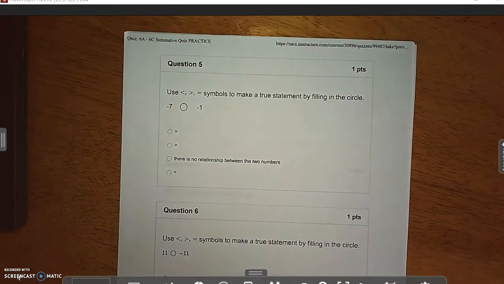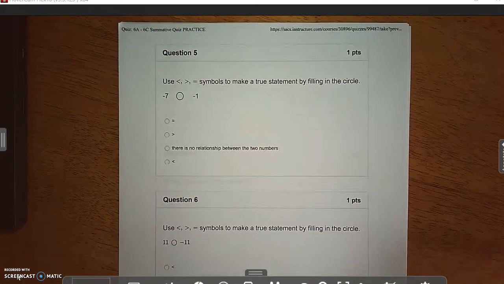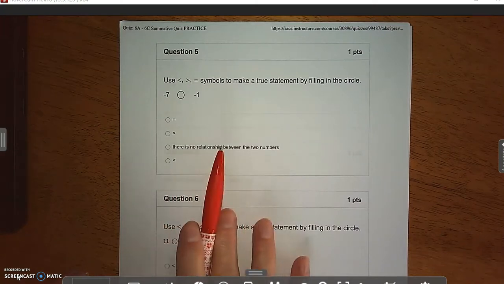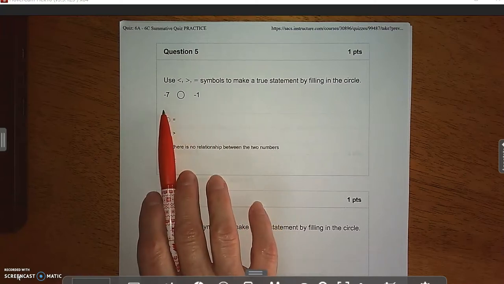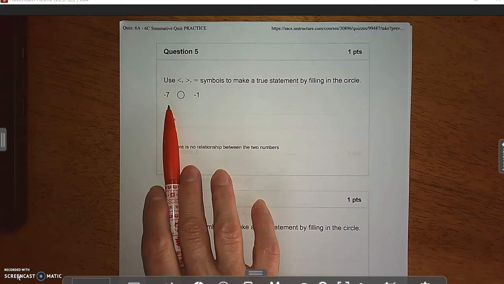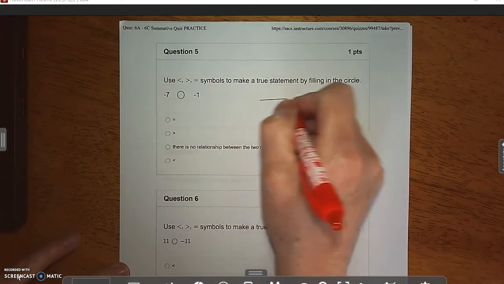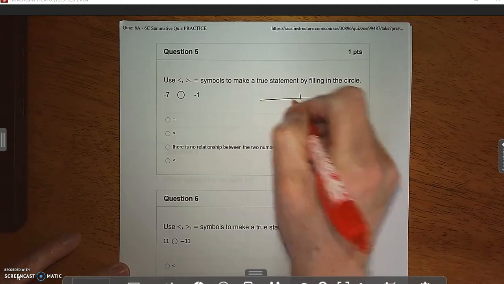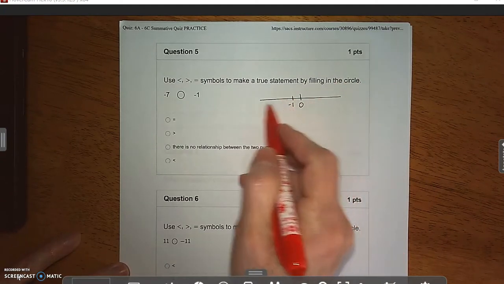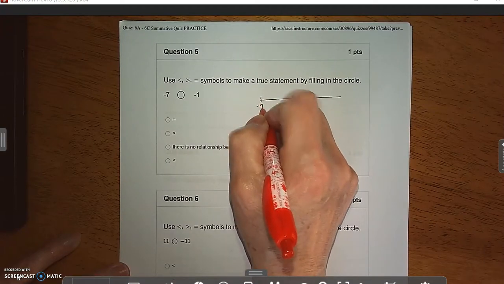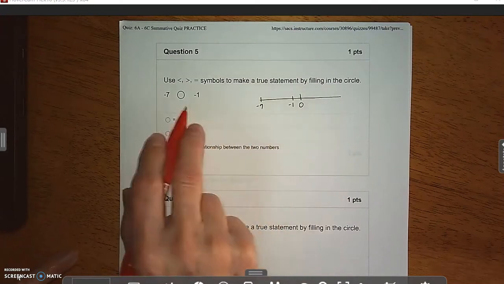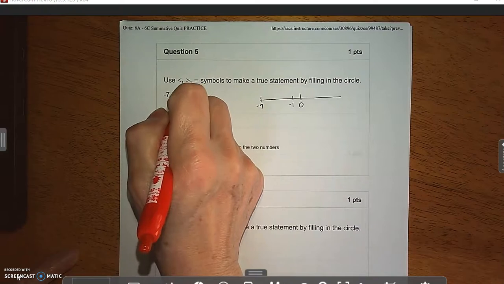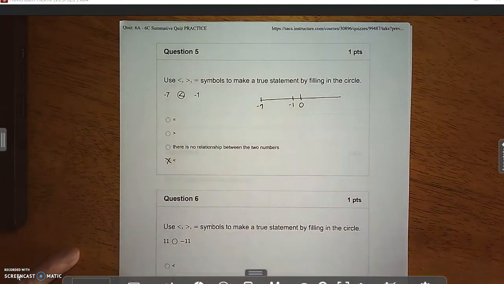Number 5 says to use the less than, greater than, or equal to symbol to make a true statement by filling in our circle. So negative 7 and negative 1. Remember that if both numbers are negative, it goes the reverse of what we're used to. Negative 7 is a smaller number than negative 1. If this is 0, negative 1 would follow 0, and then several digits later, we would find negative 7. So the further left you are on a number line, the smaller your number is. So negative 7 is less than negative 1. So we would choose that less than symbol down here.